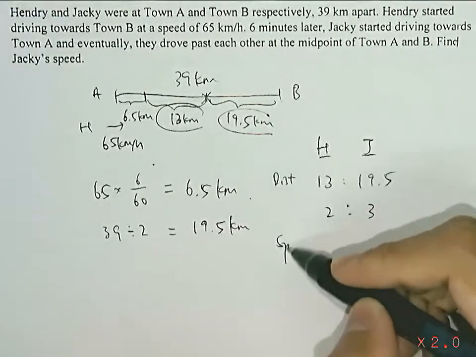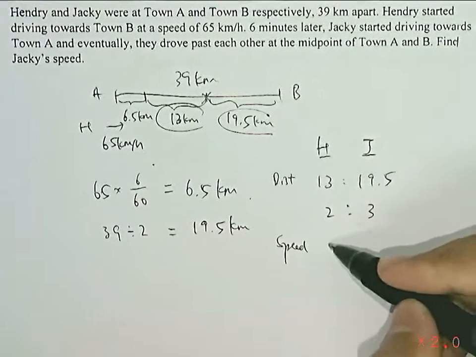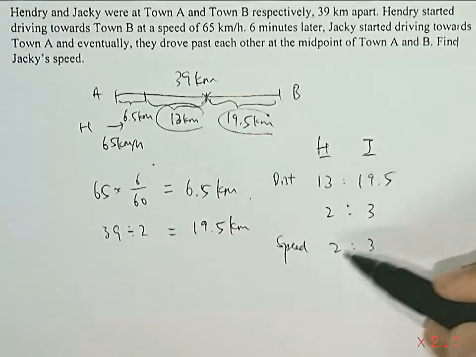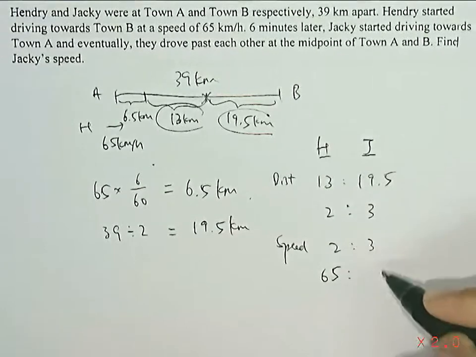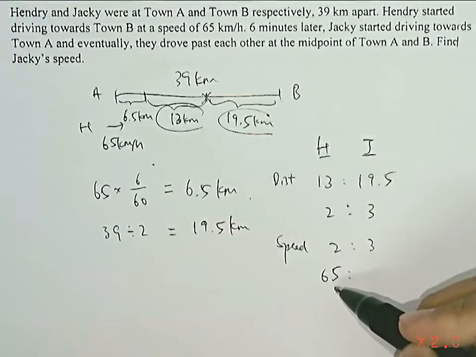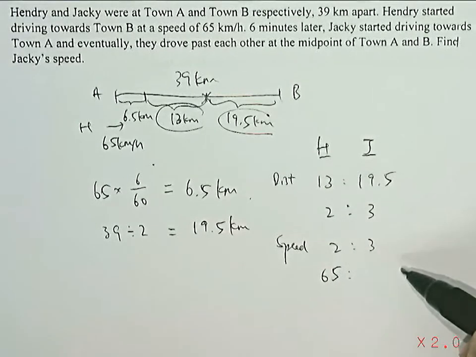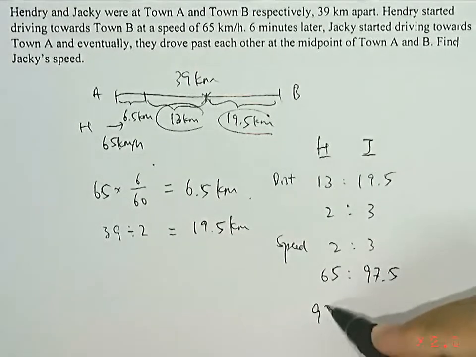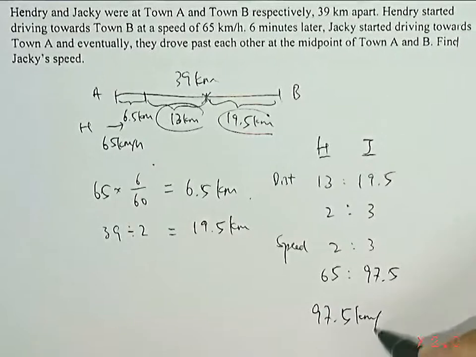So we can now convert this distance ratio into speed ratio, which would remain as 2 to 3. So if we know that Henry's speed was 65, then Jackie's speed will basically be 65 dividing by 2 and multiplying by 3, which will give our answer of 97.5 kilometers per hour.